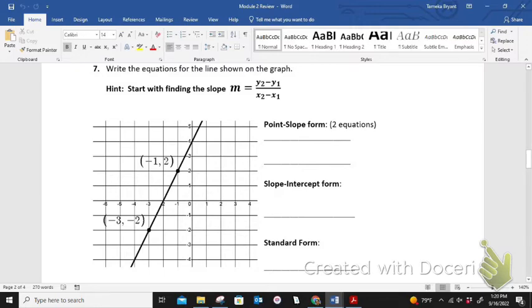So when you look at number 7 on tomorrow's test, the first thing you want to do is find the slope. That's what you want to do first. So let's label our ordered pairs. X1, Y1, X2, Y2, and let's find the slope.